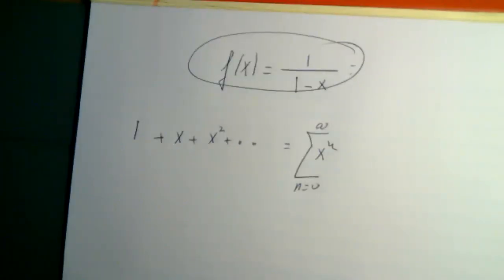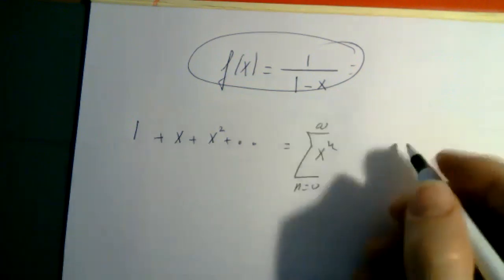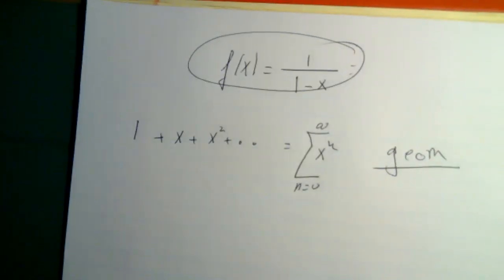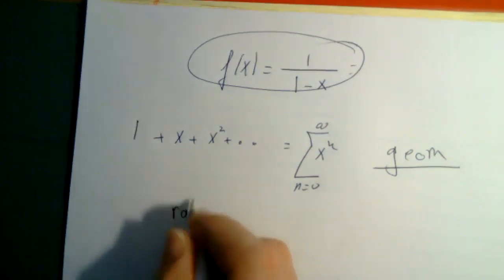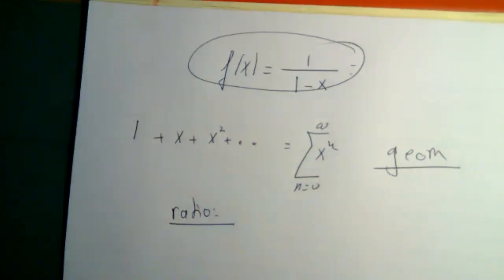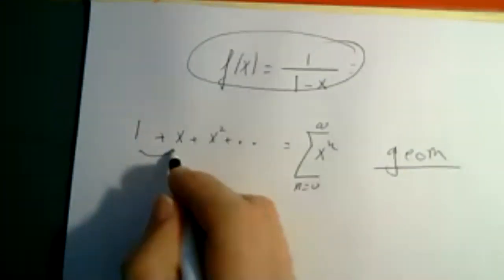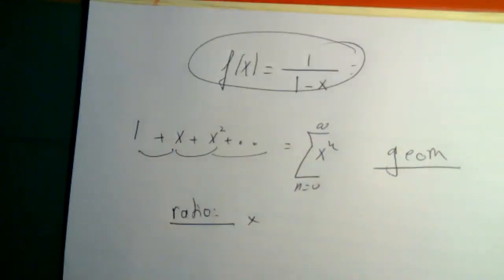What's the ratio in this series? It's geometric. What is the ratio? The ratio is x. Agree with him? The ratio is x. From here to here, I'm multiplying by x, I'm multiplying by x.